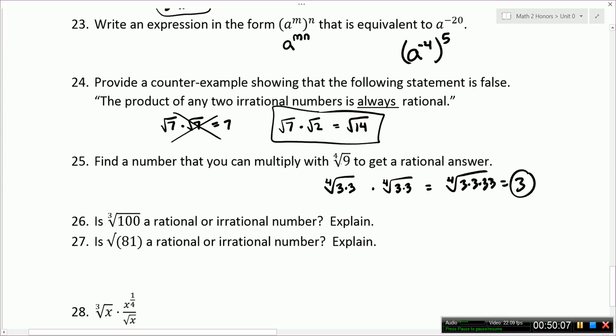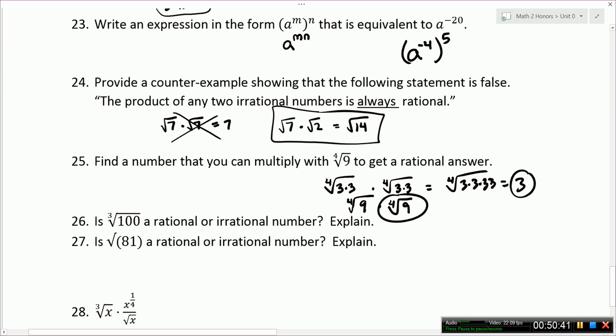So what would you multiply the fourth root of 9 by to get a rational answer? I would multiply it by another fourth root of 9, right? Because this is the fourth root of 9. Sorry. That's the fourth root of 9, and this is another fourth root of 9. And when we multiply them together, we got 3. So answer, fourth root of 9.